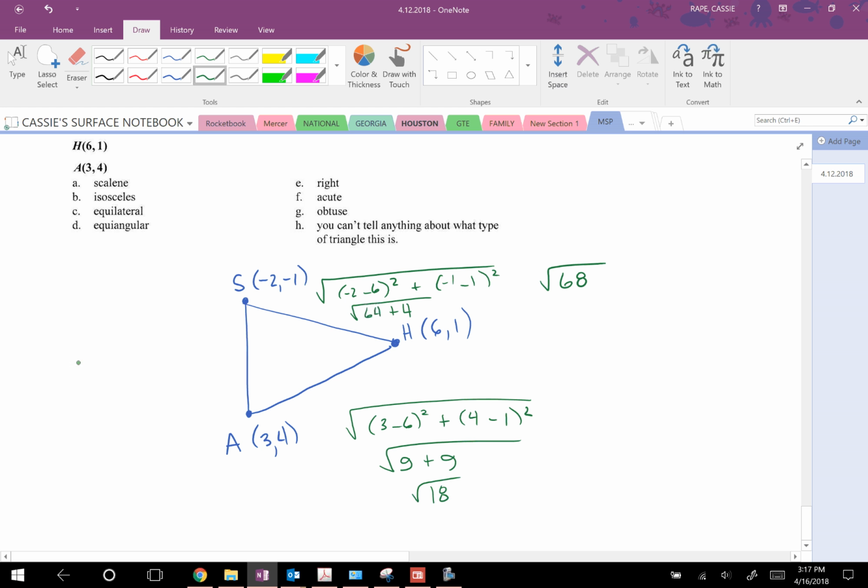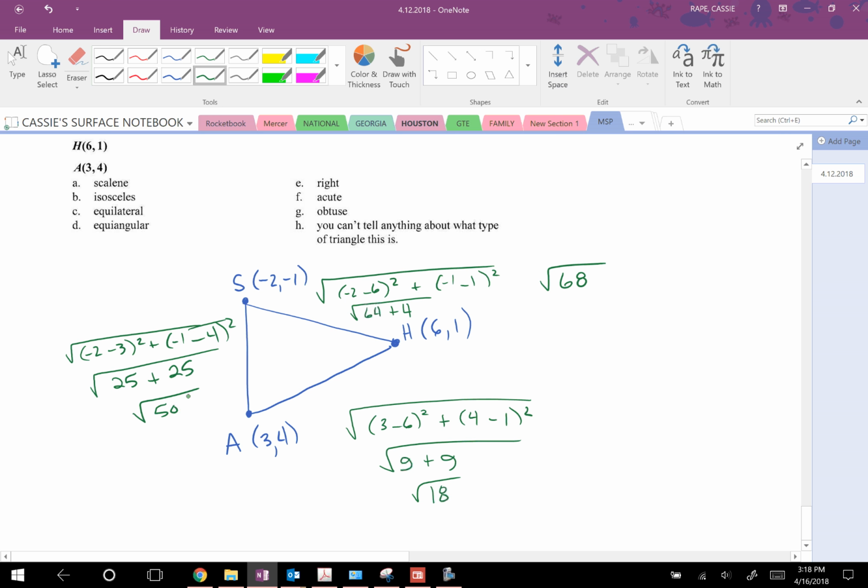And lastly, I've got the distance formula again. This time I'm looking for the distance between S and H, and that would be -2, 3 and -1, 4. -2 minus 3 is -5. Quantity squared is 25, plus -1 minus 4 is 5. Quantity squared is also 25. So that's the square root of 50.